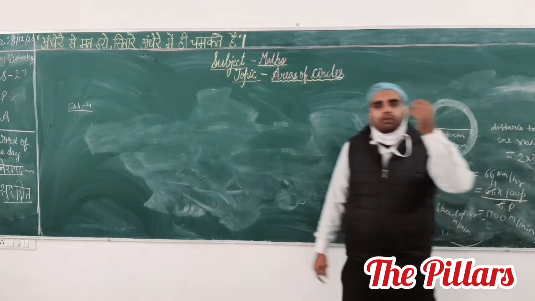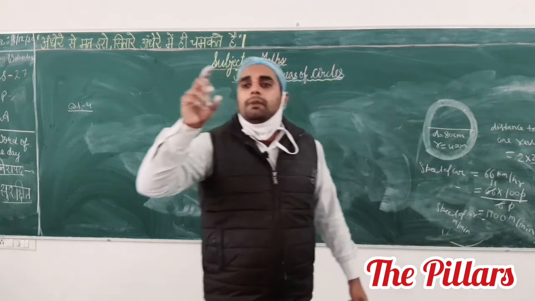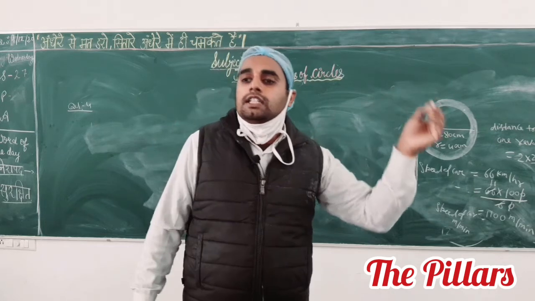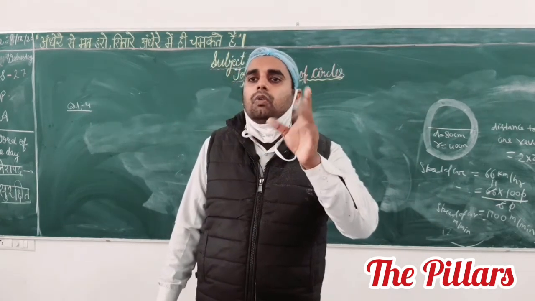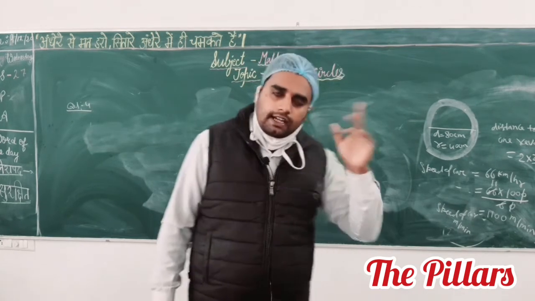It means the number of revolutions equals the total distance traveled by the car divided by the distance traveled in one revolution. Does anyone have any problem? Write down the solution.